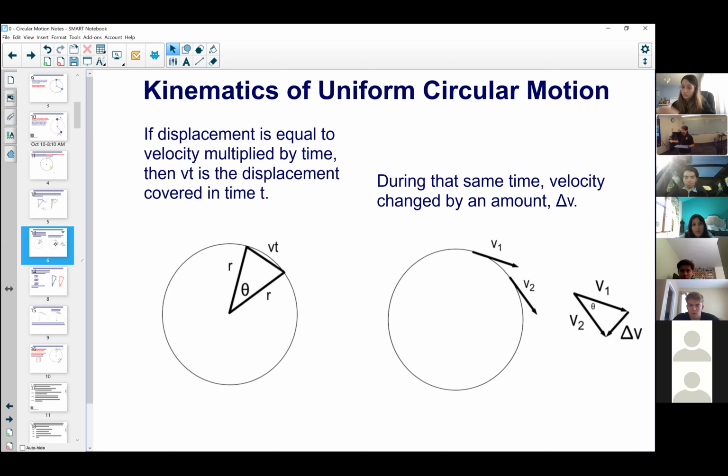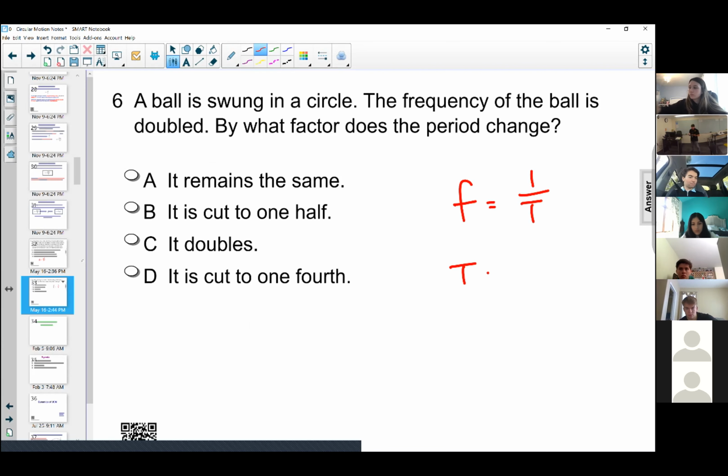All right, last question. A ball is swung in a circle. The frequency of the ball is doubled. By what factor does the period change? Put it in the chat when you've got an answer. Seeing quite a few votes for B. Do you guys agree with B? Yeah, if we double the frequency, we're cutting the period in half.